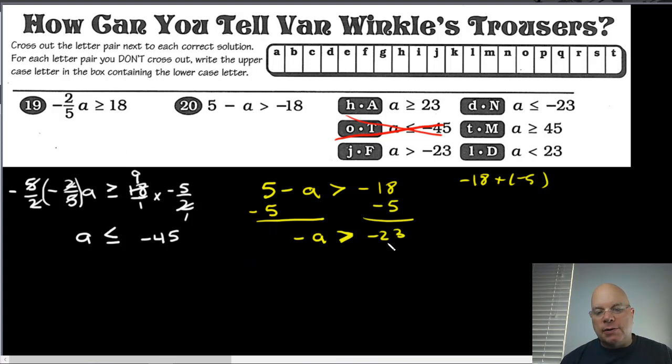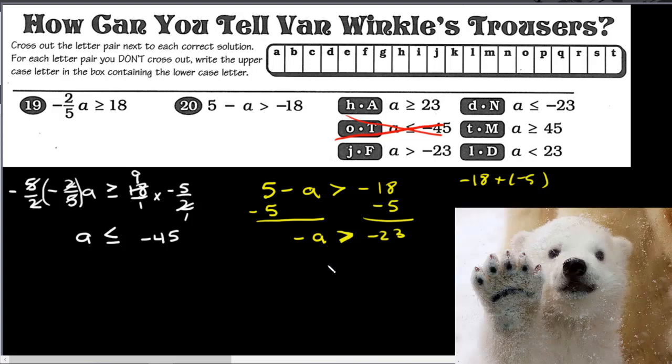This is the point where I'd like you to try to figure out what you think you would do here. Negative a is greater than negative 23. The opposite of a is greater than the opposite of 23. Think about what you should do here during the pause, and then come back and check your idea against mine. Paused.